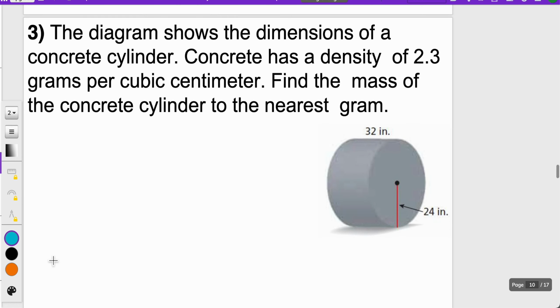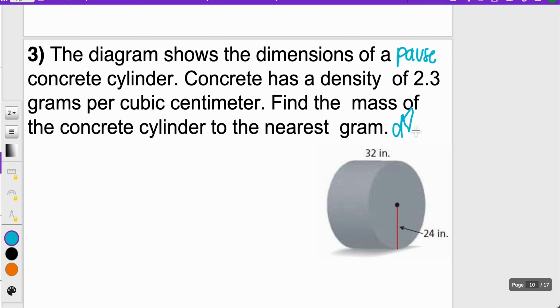Okay, this next one is very similar. If you want to pause this here and try this one on your own, remember you're doing DMV. So go ahead and try that, and when you're done, click play to check it.